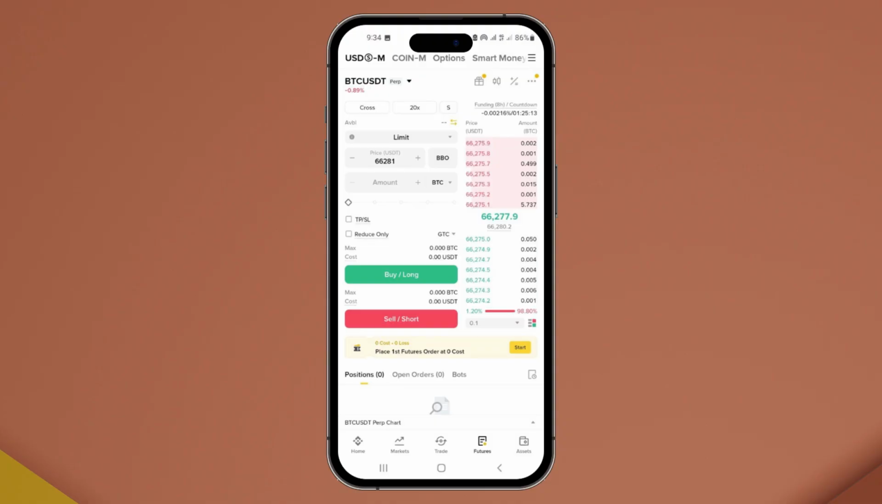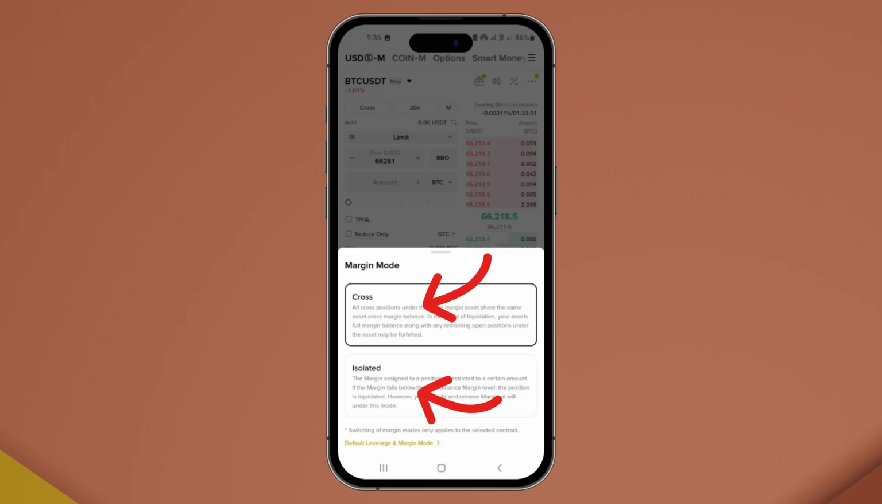Now, an important decision awaits, choosing between isolated or cross-margin mode. Isolated margin mode limits your risk to the specific position you are opening, meaning you'll only lose what you have allocated to that single trade. Cross-margin mode, on the other hand, leverages your entire margin balance to manage risks and maintain your position, automatically dipping into other available balances to protect the position. Your choice here depends on your risk appetite and overall trading strategy.